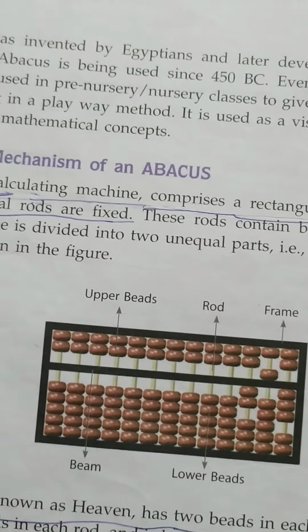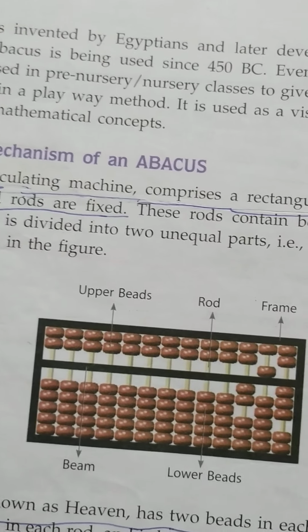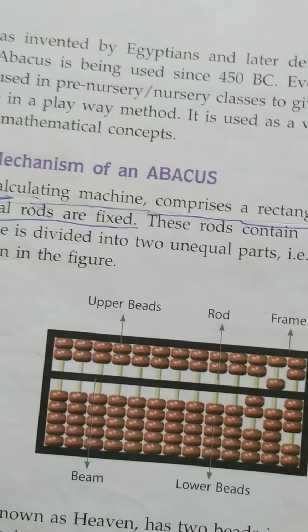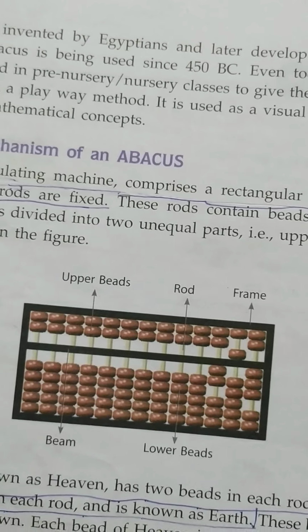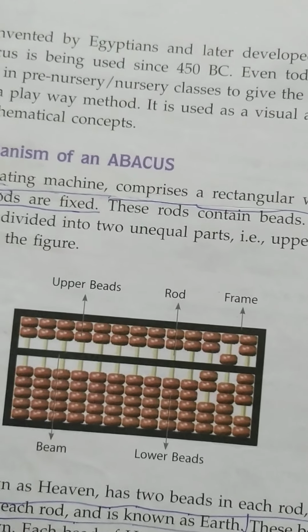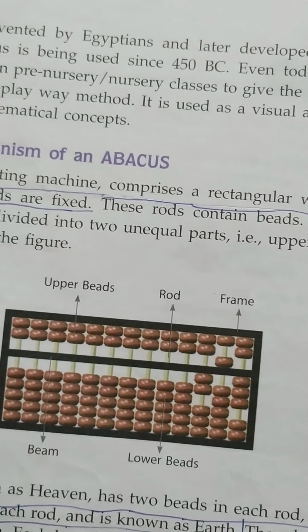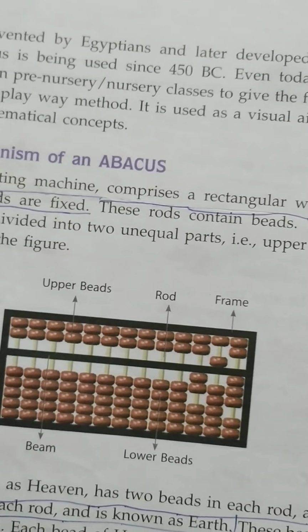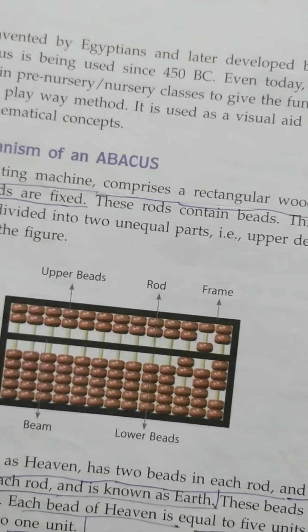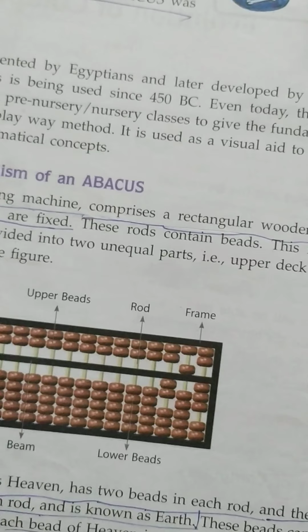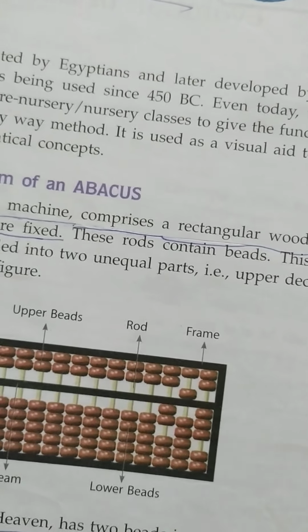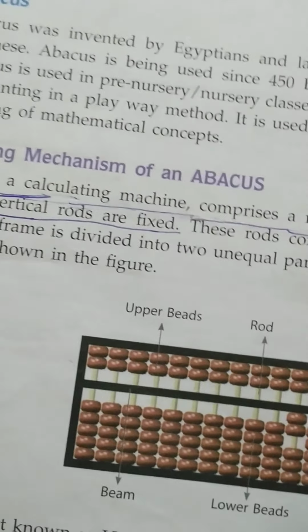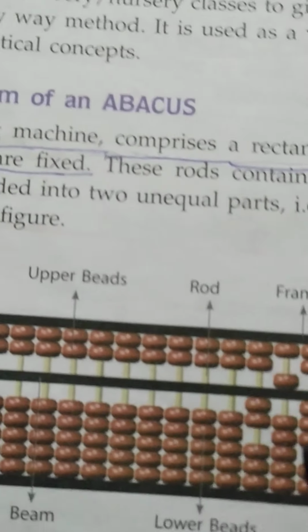Even today the concept of abacus is used in nursery classes. We are using the fundamentals of ideas of counting in a playway method. Still it is being used for calculations. So counting devices. So abacus is a calculating machine. See, this is a calculating machine. See, this is the abacus.